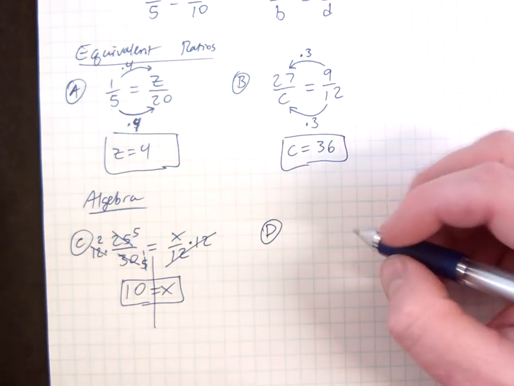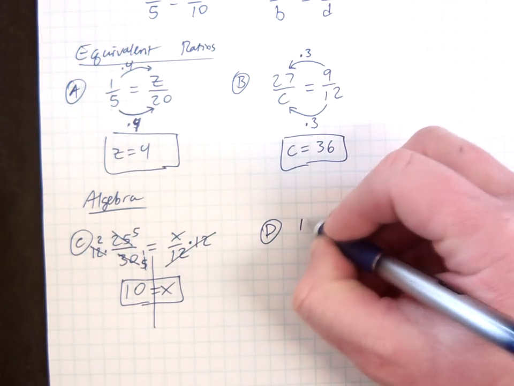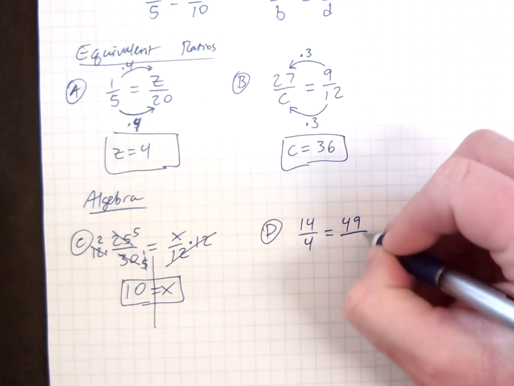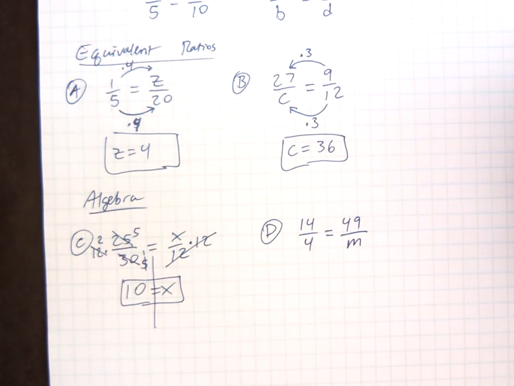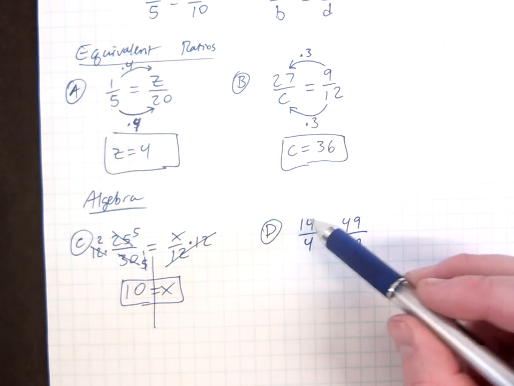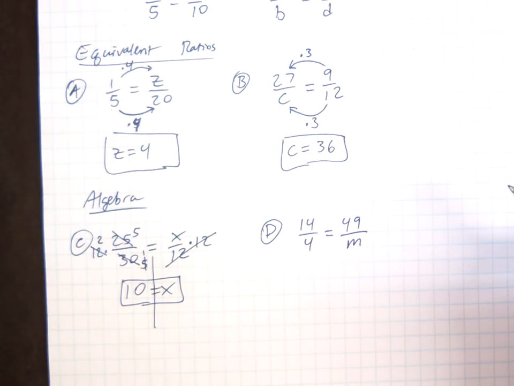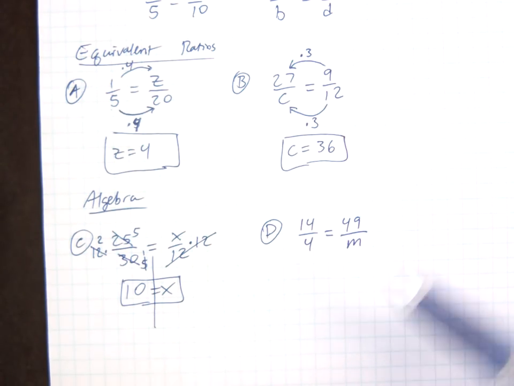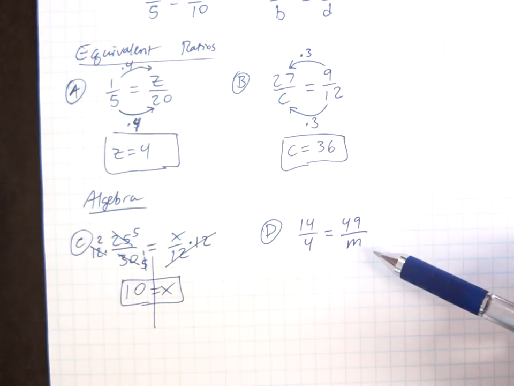In example D, I'm going to say that 14 is to 4 as 49 is to M. Now again, if I was to use equivalent ratios right off the bat, there's no obvious scale factor. 14 doesn't go evenly into 49, so we're going to use a simple algebraic method. There's a problem here though, and the problem is that the variable's in the denominator. So you can't really answer the question, what's happening to the M? It's 49 is being divided by M. That's what's happening to the 49.